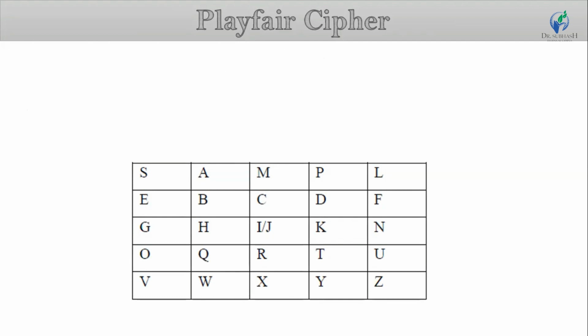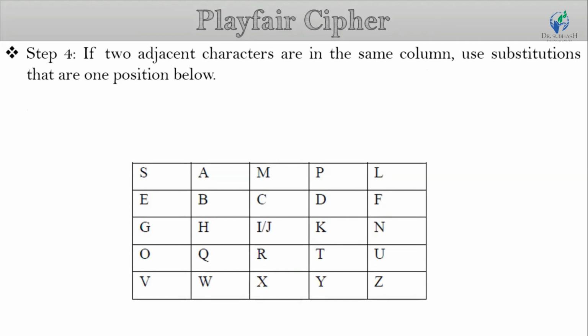Now in the next step, if two adjacent characters are in the same column, use the substitutions that are one position below. For example, C and R. You can see C and R are in the third column. So we use I and X or J and X. Here for C we have two alphabets I and J, so we select either I or J.